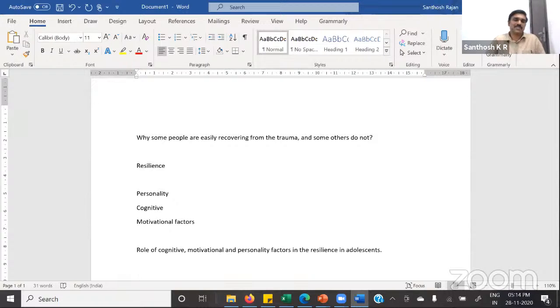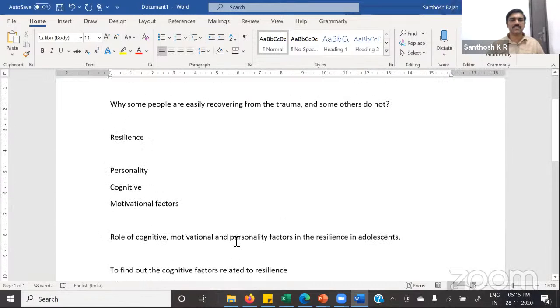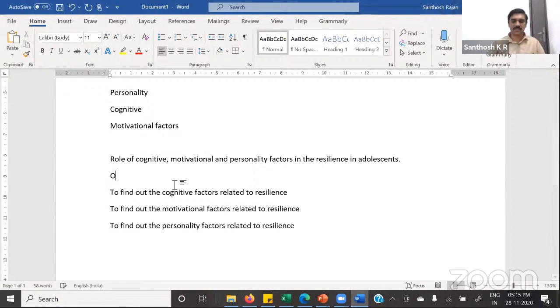Now, what are my objectives? My objectives can be to find out the cognitive factors related to resilience, to find out the motivational factors related to resilience, and to find out the personality factors related to resilience. Likewise, I have made 3 objectives. So these are my objectives.